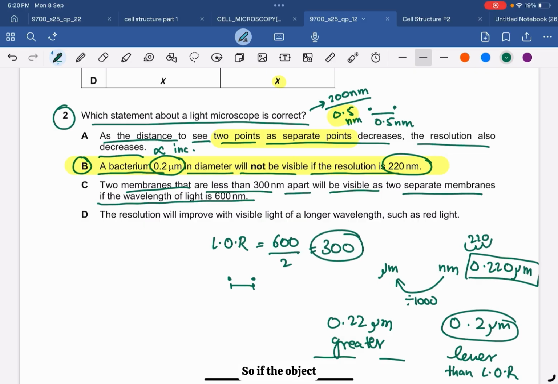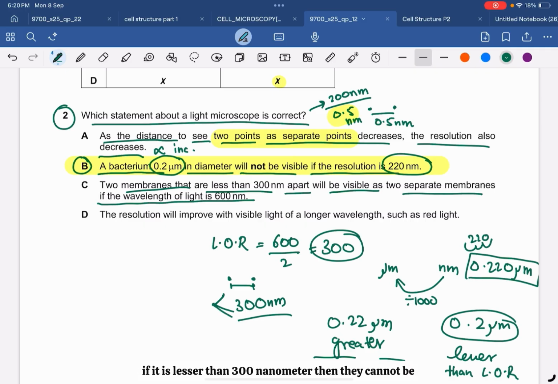So if the membranes are 300 nanometers apart, or greater than 300 nanometers apart, then they can be seen as separate membranes. But if it is lesser than 300 nanometers, then they cannot be visible as two separate membranes. It will be visible as one point, right?